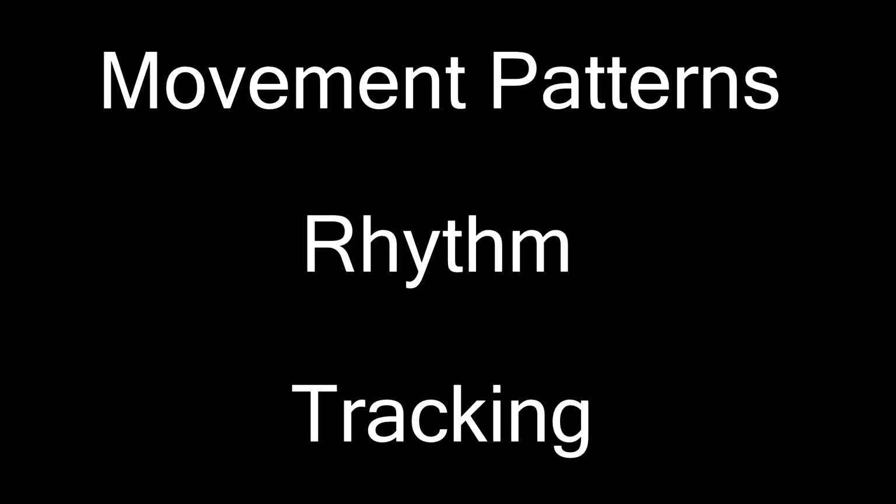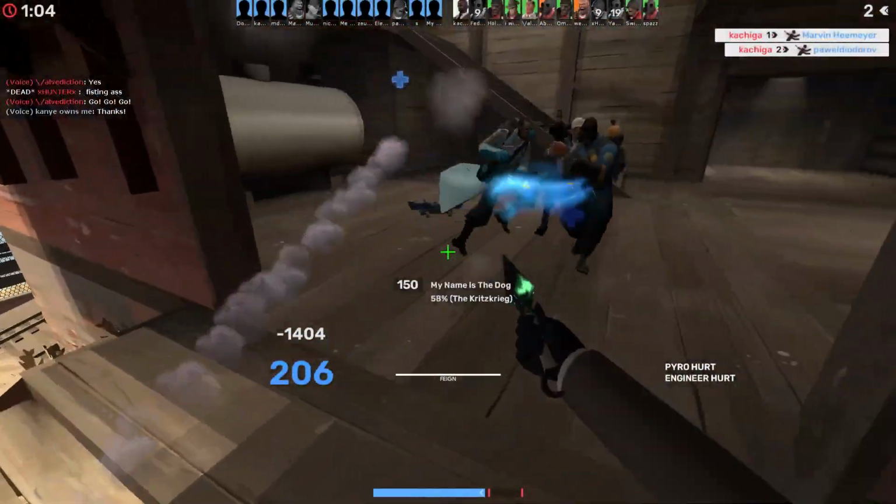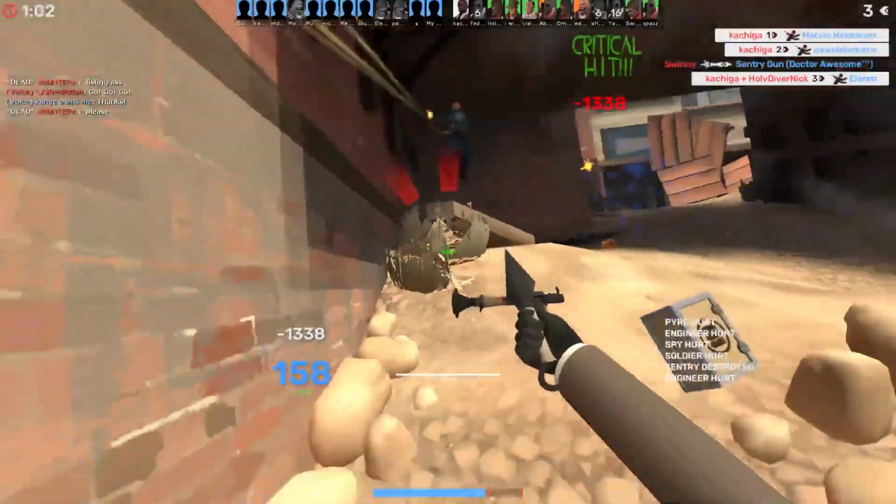Emotion. If you know the enemy's emotional state, it can help you predict certain things about their movement patterns, rhythm and tracking. When the enemy is fearful of you, they will usually go away from you. If you surprise the enemy, they're going to have a low rhythm. They'll track you actively and they will go away from you eventually.